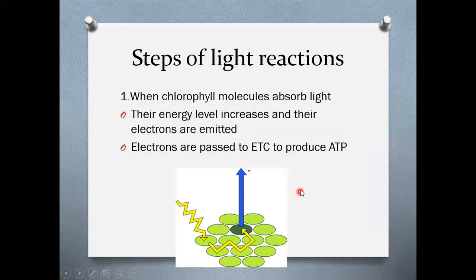So what are the main steps of light reactions? When chlorophyll molecules absorb light, their energy levels increase and their electrons are emitted from them. These electrons are passed to the electron transport chain to produce ATP. What does that mean? When sunlight in the form of photons falls on those accessory pigments like chlorophyll B, carotenoids, and xanthophyll, they channel the light towards chlorophyll A, which is the main reaction center of the photosystem. So the molecules get excited, their energy level increases, and they release their electrons.